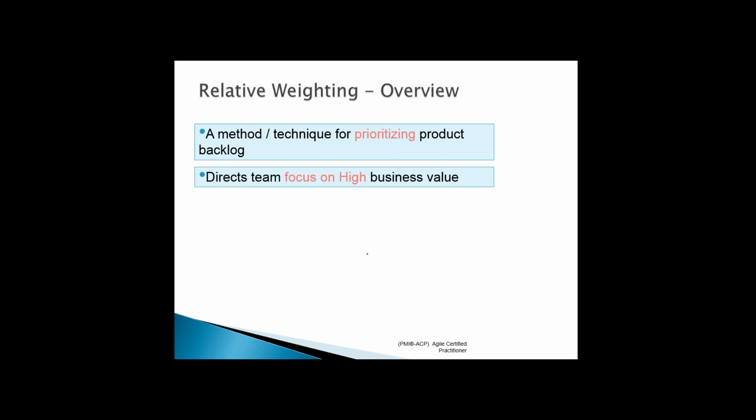It also gives team a focus on high business value. Rarely can the team focus on the high business value. And it's the responsibility of the product owner. Right? Relative weighing is the responsibility of product owner. However, he is expected to take help from the team.